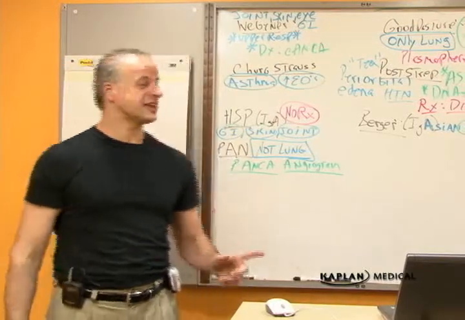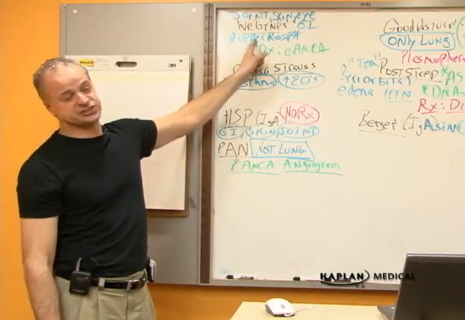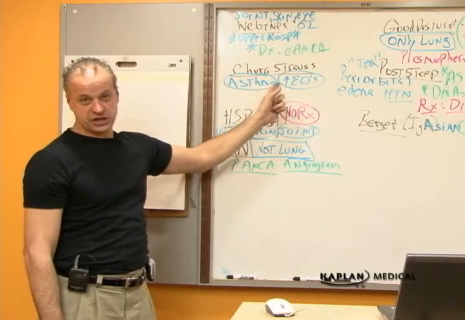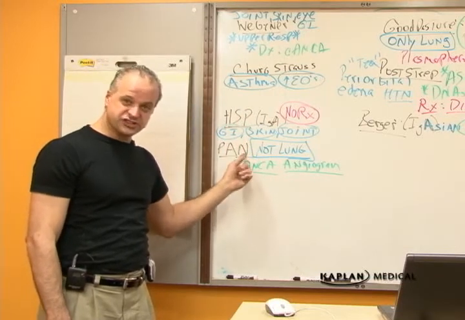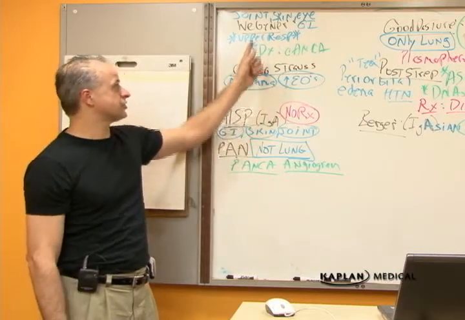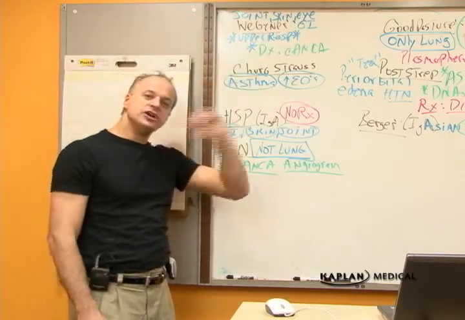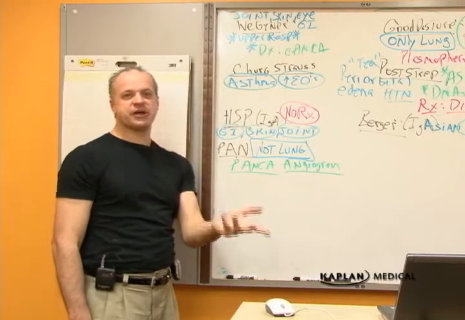Vasculitic diseases of the kidney. Wegener's granulomatosis: cyclophosphamide and steroids. Churg-Strauss syndrome: cyclophosphamide and steroids. Polyarteritis nodosa: cyclophosphamide and steroids. Henoch-Schönlein purpura: no cyclophosphamide, no steroids. Why? It gets better on its own.